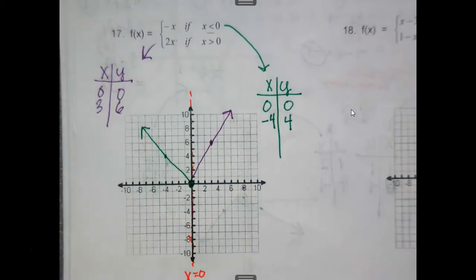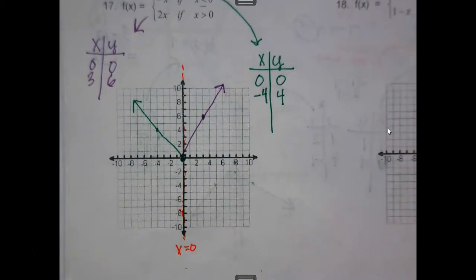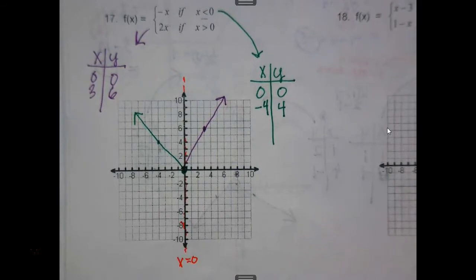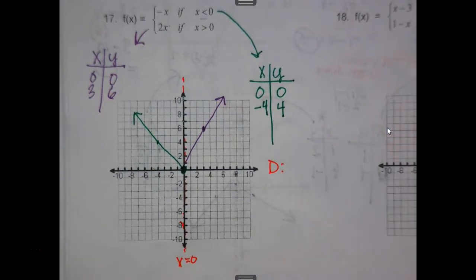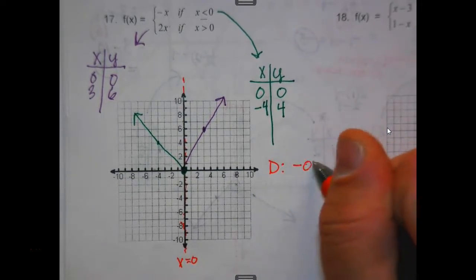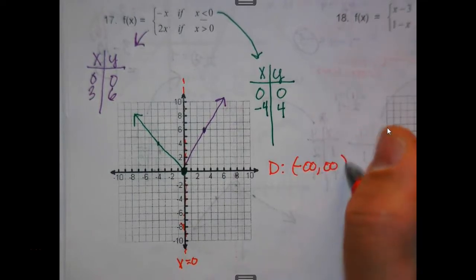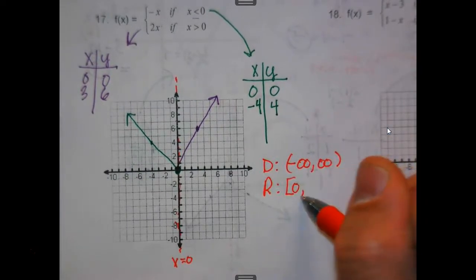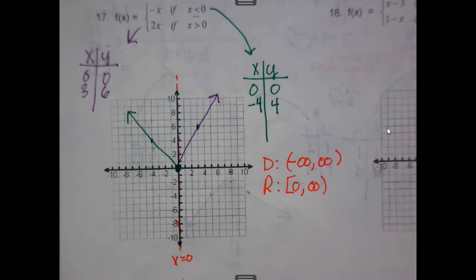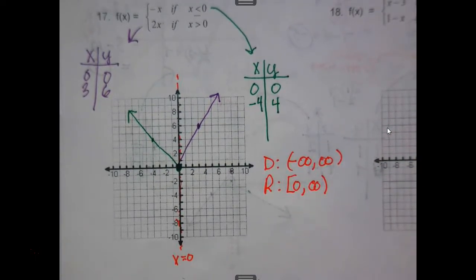By the way, what's the domain for this piecewise function? If I asked you for the domain and range, could you do it? Yes, domain would be -infinity to infinity. What would be your range? 0, including 0 to infinity. Good. What about the previous? Whatever is making up that boundary line.